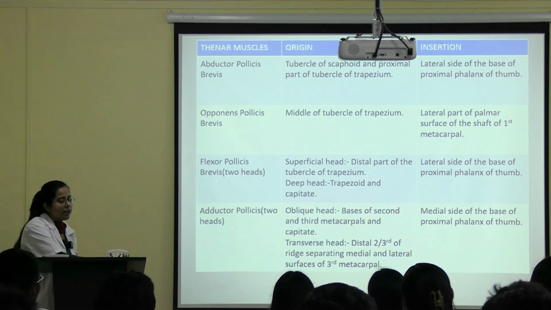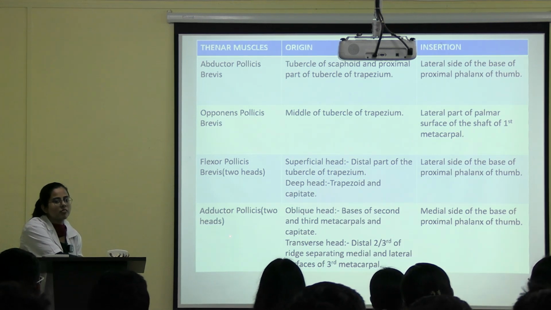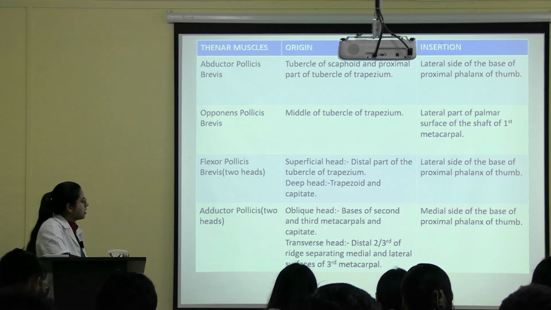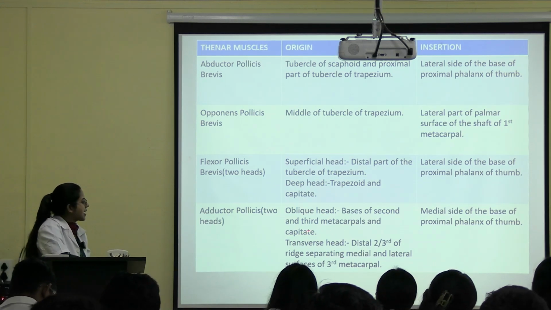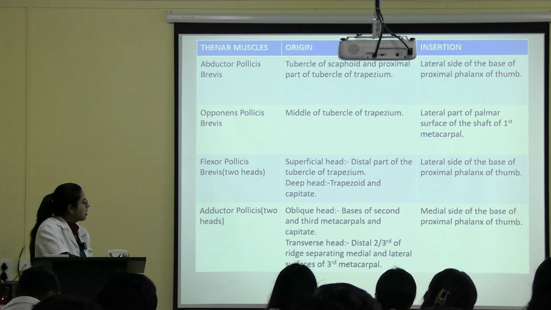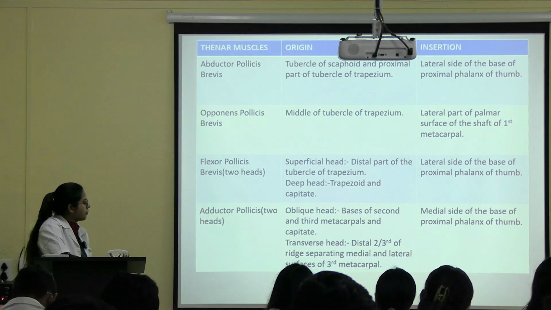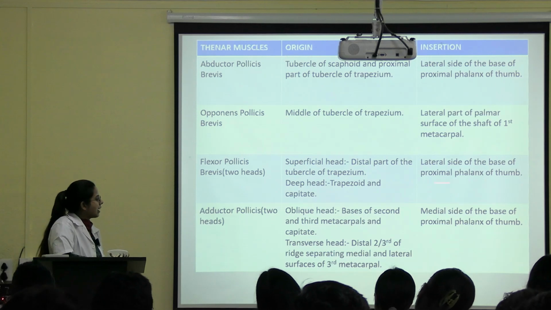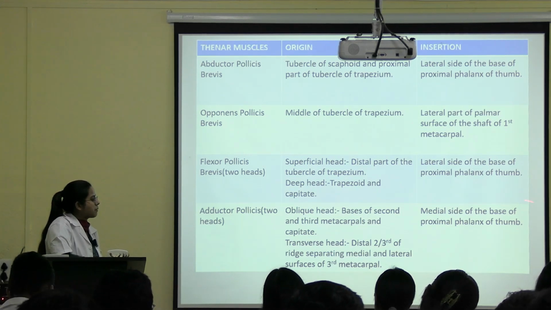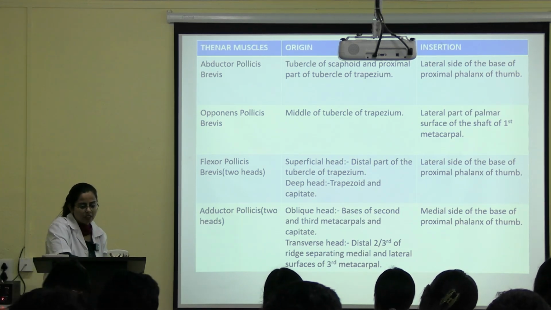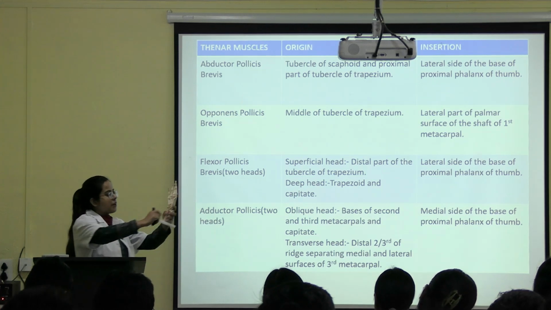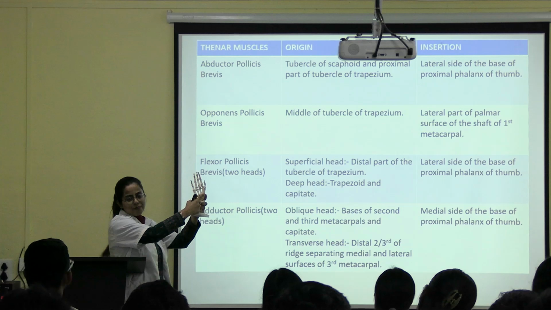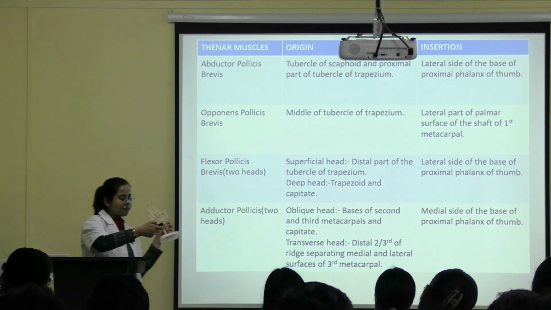Adductor pollicis is supplied by ulnar nerve. As I again told, it has two heads, oblique head and transverse head. Oblique head from base of second and third metacarpals and capitate, and transverse head from distal two-thirds of the ridge separating the middle and lateral surfaces of third metacarpal, and getting inserted in the medial side of base of proximal phalanx of thumb. Now this third metacarpal also has a ridge here which separates it into a lateral surface and a medial surface.